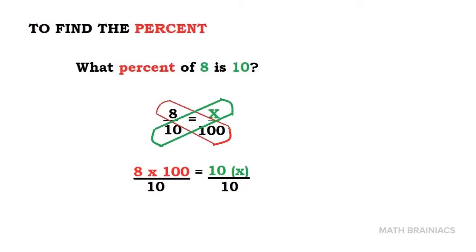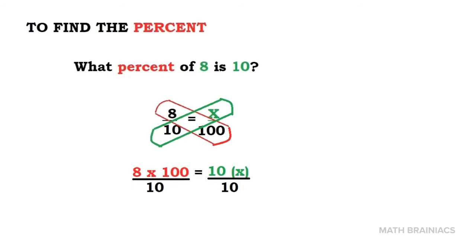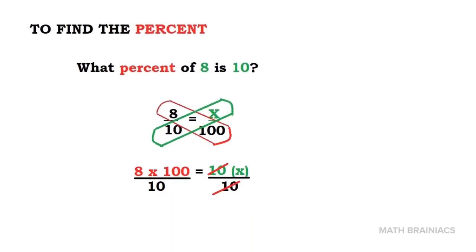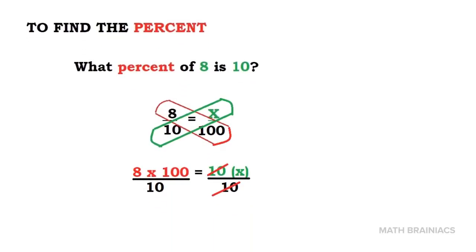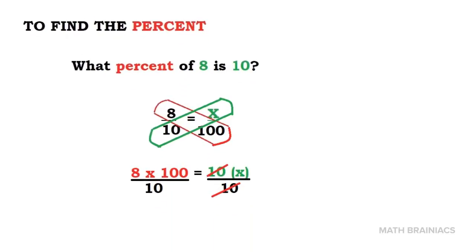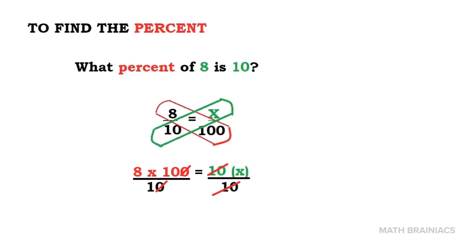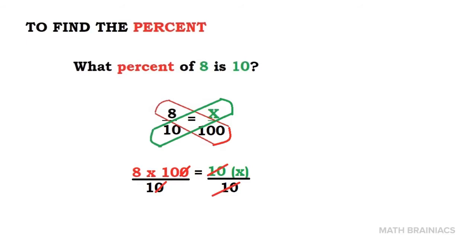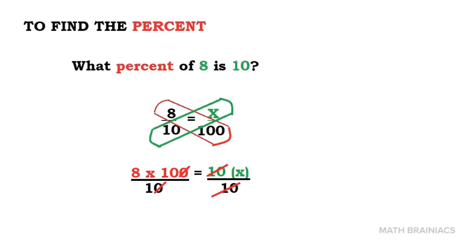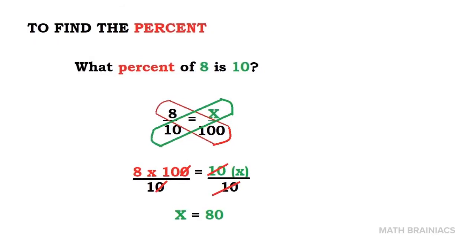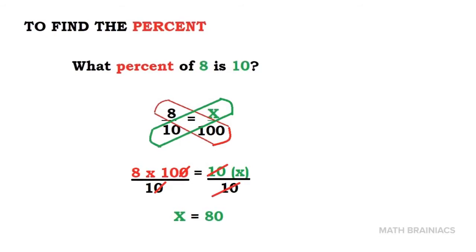Let us divide 10 on both sides of the equation. Accordingly, we can cancel now the 10 on the right side of the equation. Likewise, we can cancel out also the 10 on the numerator and the 10 on the denominator on the left side of the equation. To simplify 8 times 10, it will give us 80. Therefore, 8 is 10% of 80.